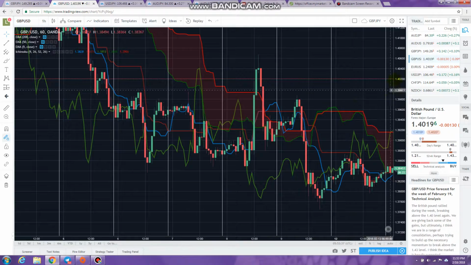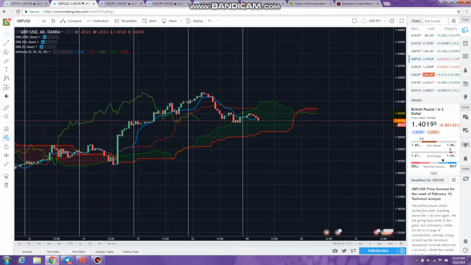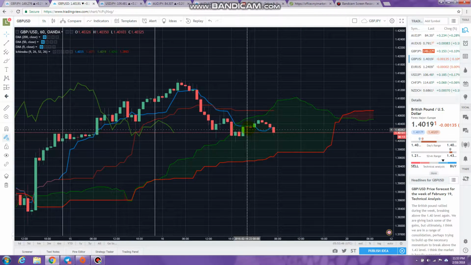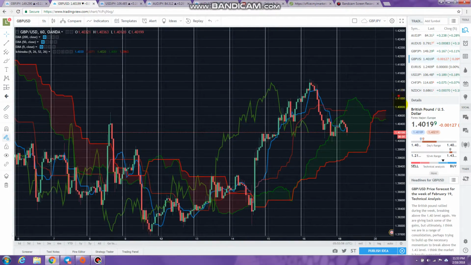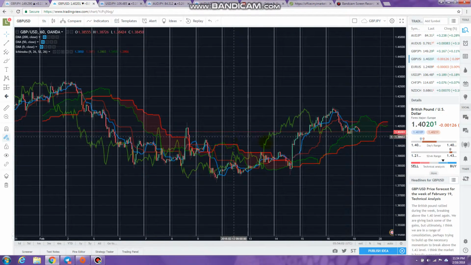Alright, as for GU, we'll look at GU now. Got the same thing. Price was above the baseline, but now it's moving below it. Our conversion line is still above the baseline, so that's indicating some bullish movement. Still uptrend. It's kind of what we've been in for the past 10 days, a pretty solid uptrend.